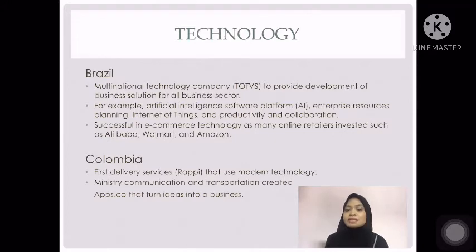Other than that, the Ministry of Communication and Transportation creates apps.co as an initiative to turn the ideas of their people into a business. Since 2012, this program has helped about 2,175 companies and supported more than 137,000 people by focusing on the development of software, mobile applications, and content.